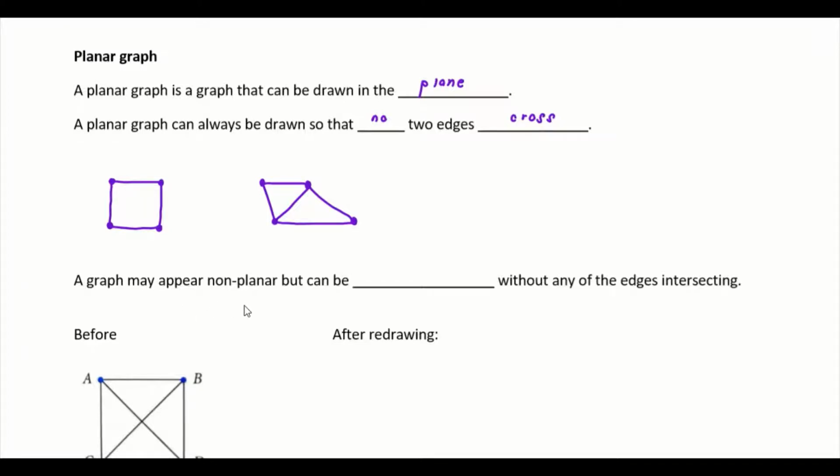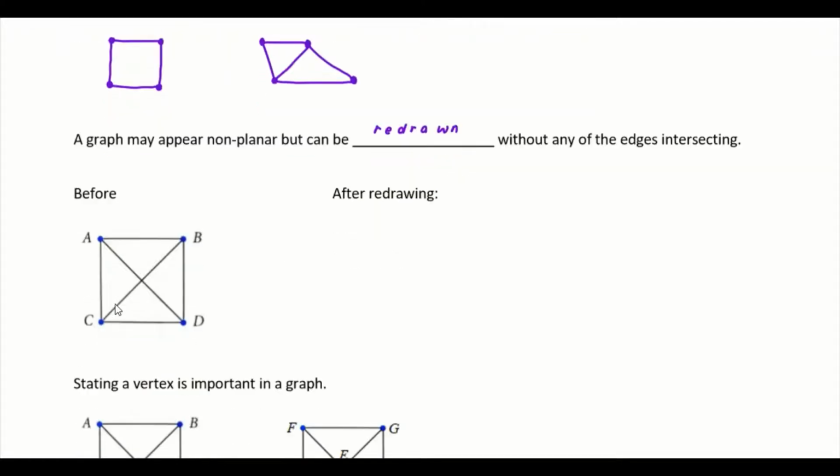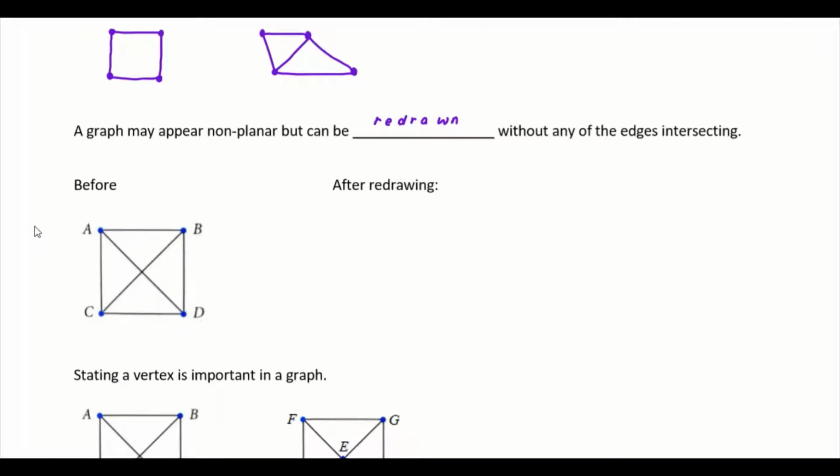A graph may appear non-planar but can be redrawn without any of the edges intersecting. Let's look at this simple example here. This is a complete graph which we know as K4, if you remember from the previous lecture. All of the vertices here are adjacent to each other. They are directly connected to each other. For example, when you look at A, you can reach another vertex by only one edge, right? So C to D to E to B and so on. So this is called a complete graph.